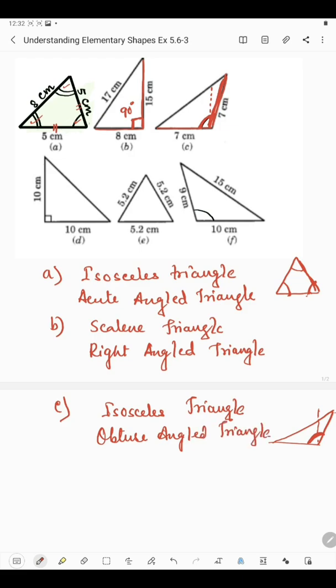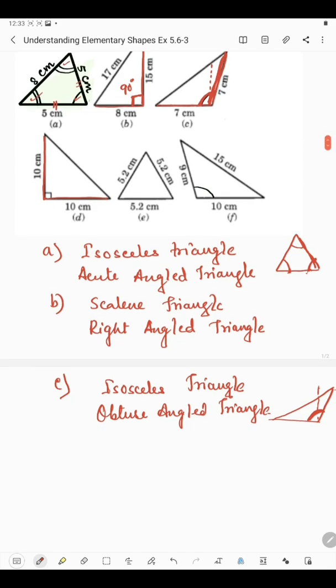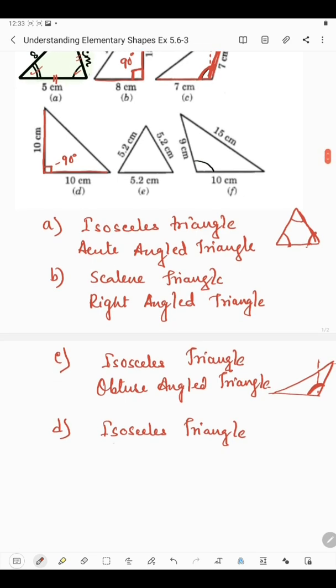Now in the D part, we have, again, these two sides equal in length. So if in a triangle two sides are same in length, then it is said to be an isosceles triangle. And if you judge the angle here, this is 90 degrees. So if in a triangle one angle is 90 degrees, then it is said to be a right angle triangle.